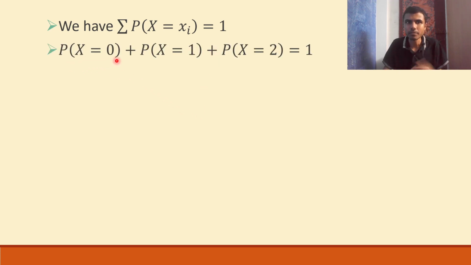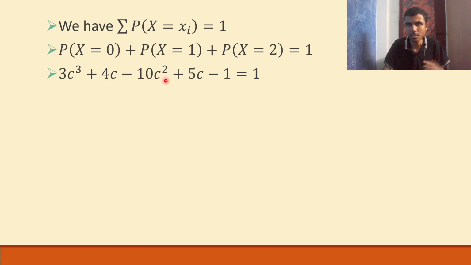So p of x equal to 0 plus p of x equal to 1 plus p of x equal to 2 is 1. This I already explained. The probability that x is 0, x is 1 and x is 2, the sum of these probabilities is 1. Now just substitute. The probability that x is 0 is 3c cube, x is 1 is 4c minus 10c square, and x is 2 is 5c minus 1, and the sum is 1.